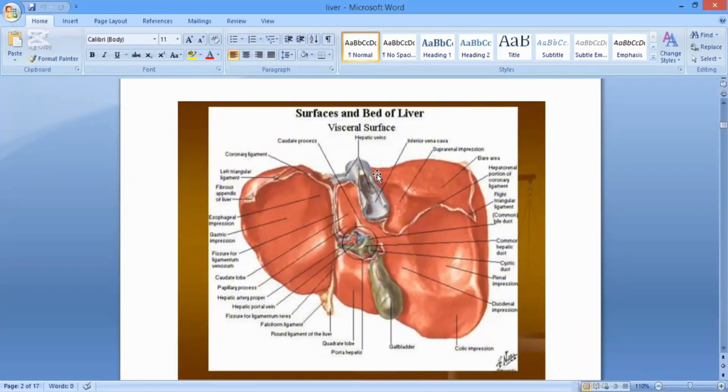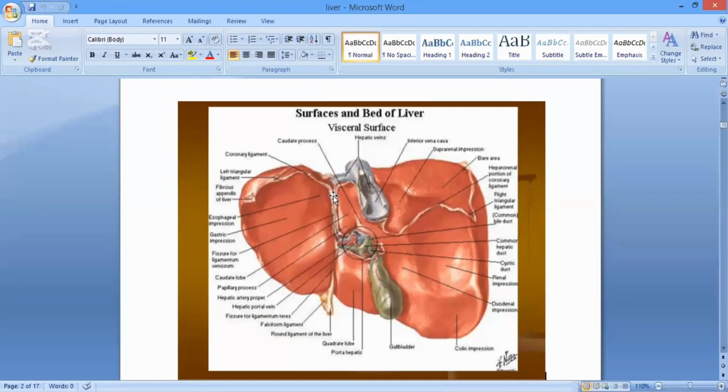Okay? After that, we have another fissure on the left side, which is going to separate this right lobe from the left lobe, right? This is called the left sagittal fissure, and it is also called the umbilical fissure. Okay? Left sagittal fissure, and it is also called the umbilical fissure.